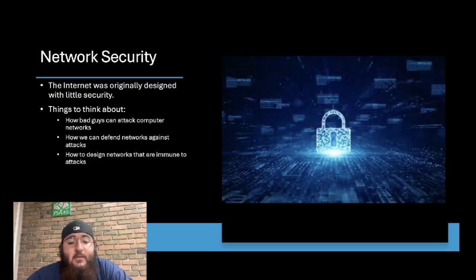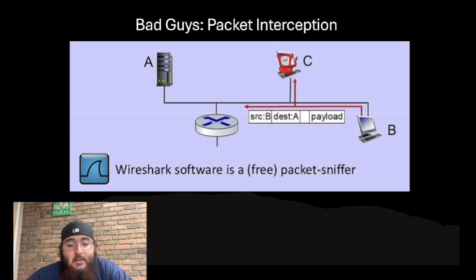Originally, when the internet was first created, it was designed with very little security. But now in modern times, there are always constant threats that need to be combated to keep the internet and its users safe. Now, things that need to be taken into account are how bad guys can attack computer networks and how we can defend networks against attacks, and especially how to design networks that are immune to attacks in the first place. Now let's go in depth about packet interception.